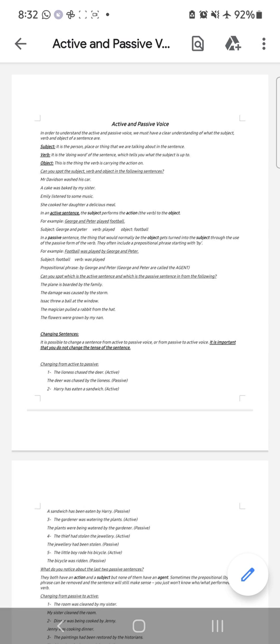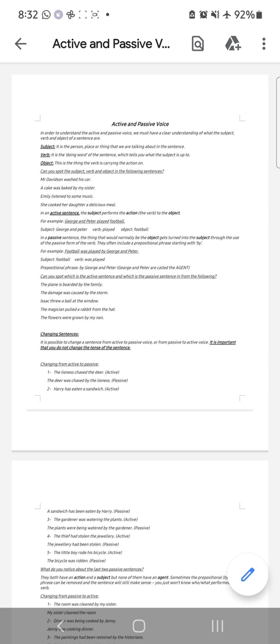A cake was baked by my sister. My subject is the cake, yes, a cake. And my verb is, the whole verb phrase, was baked, right? Do we have an object in this sentence? No, we do not have an object in this sentence. We don't necessarily have to have an object in every sentence. So we need to take extra care of that.